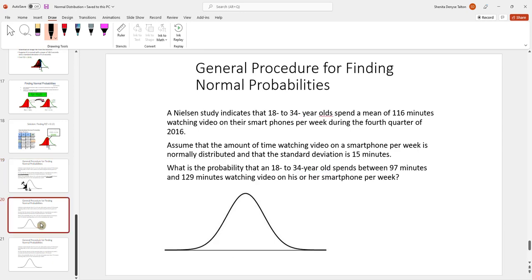The next one is the same scenario, but this time we want to find the probability that they spend between 97 and 129 minutes watching video. So the mean is 116. Sorry, I'm not really good at drawing here. And we want 97, let's say that's out here, and 129, that's over here. We want this area in here. So this is an in-between problem. It's in between two values. Okay, so let's go ahead and go to StatCrunch.